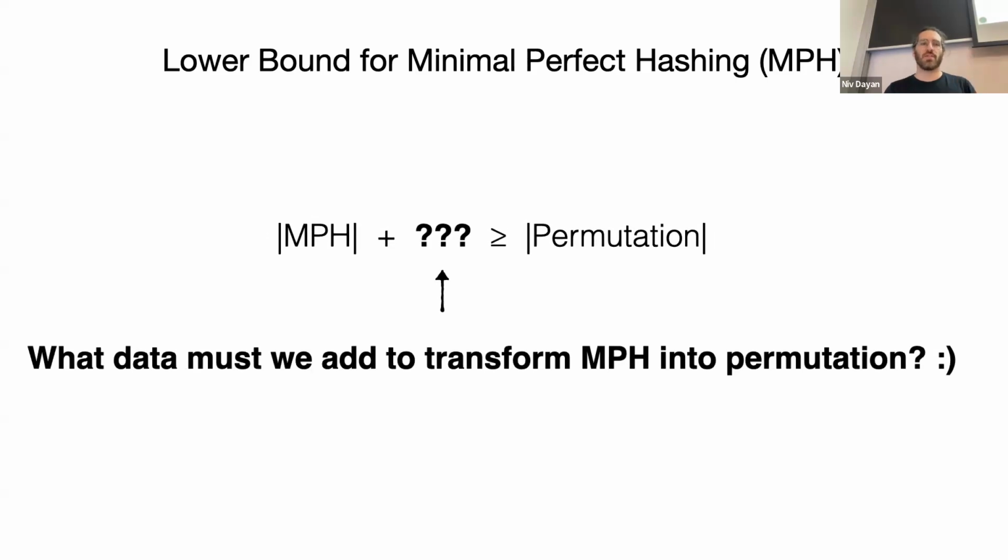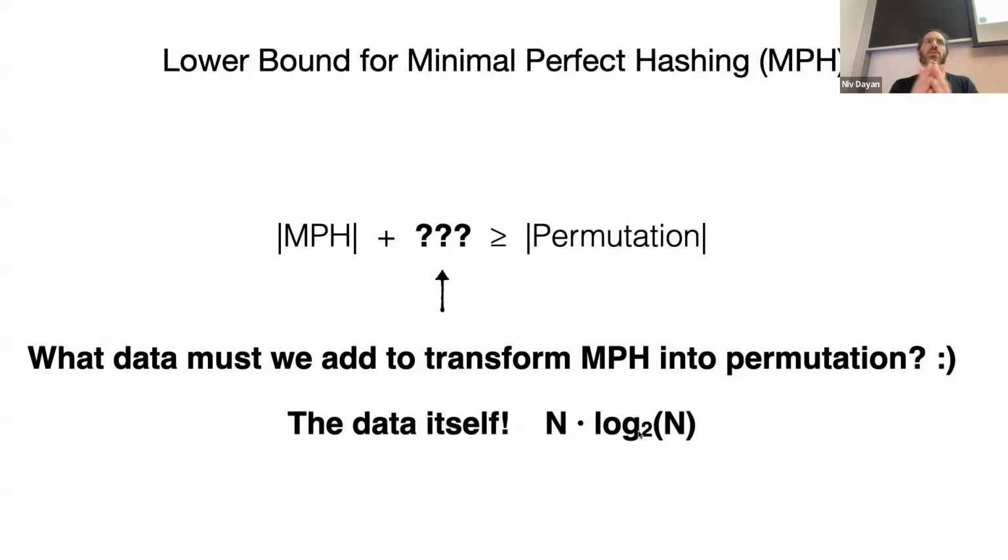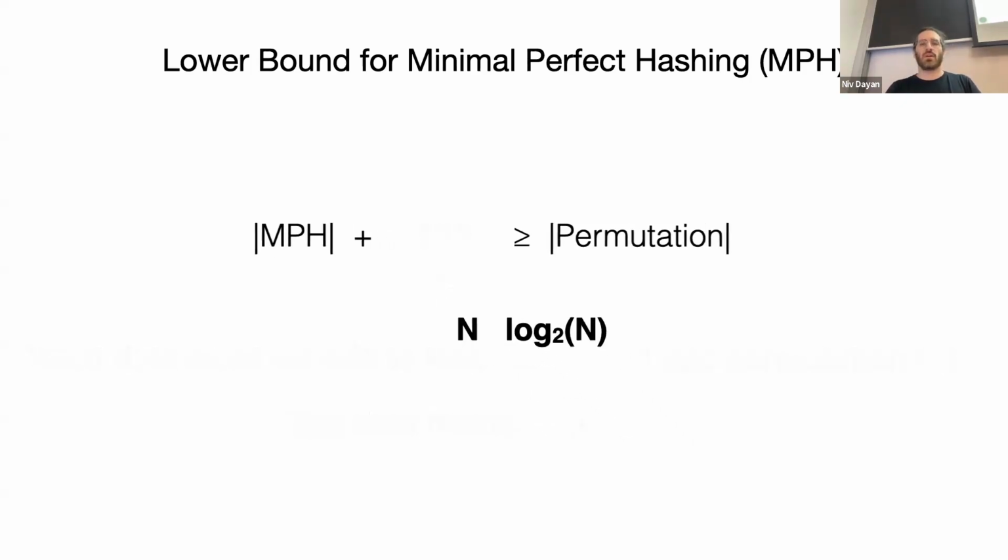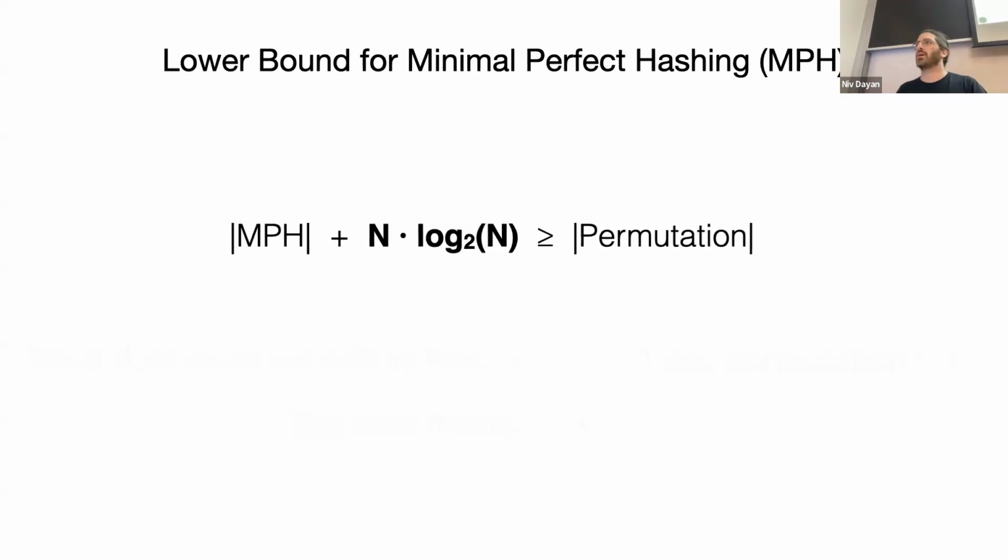Okay, anyways, we'll start with the first thing. The thing that we need to add is the actual data. What's the size of the actual data? N log n. That's because I'm assuming that in this context, the universe is the same as the data size, right? I only have n entries that I'm trying to map using this minimal perfect hash function, so that's my universe size. Just put that here.